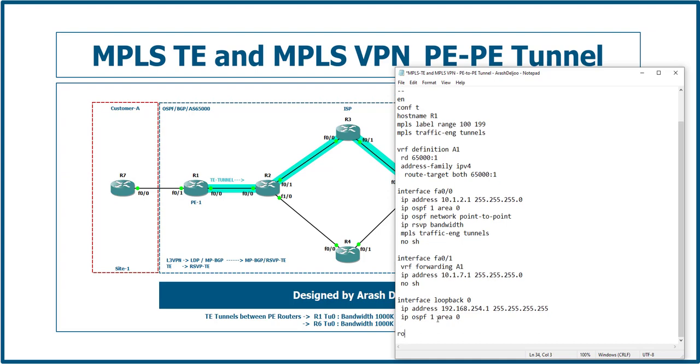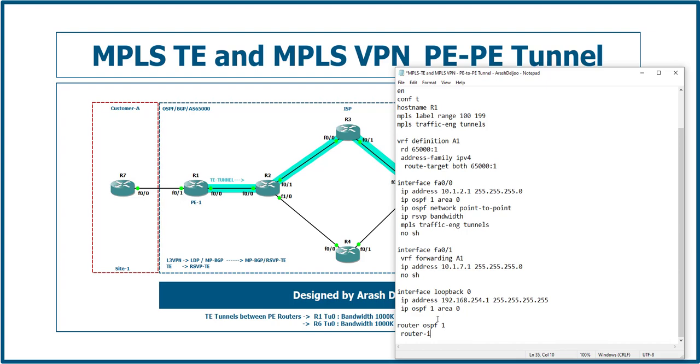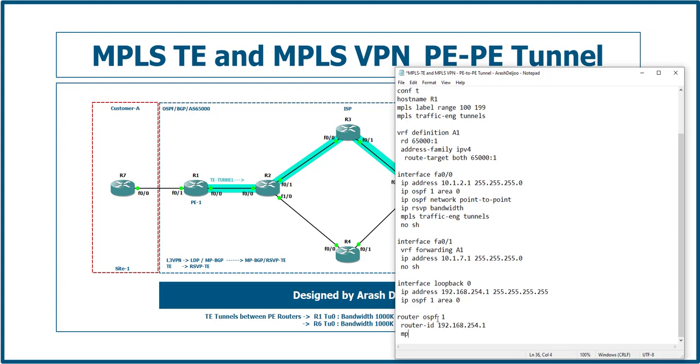This is the OSPF router configuration, router ospf 1. Router ID is 192.168.2.1. Let me enable traffic engineering on OSPF, mpls traffic-eng.